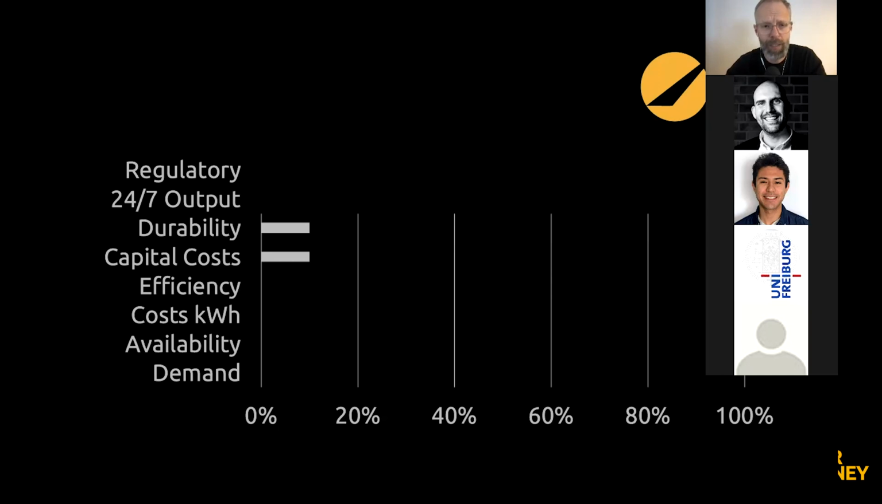Durability is a bit of an issue, still only at 10% of all my guests. Then, of course, wind and solar, right? The sun only shines during the day. The wind doesn't blow all around the day. So, of course, the 24/7 availability of green electricity is an issue.